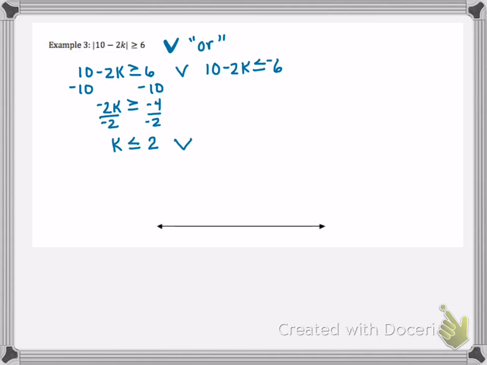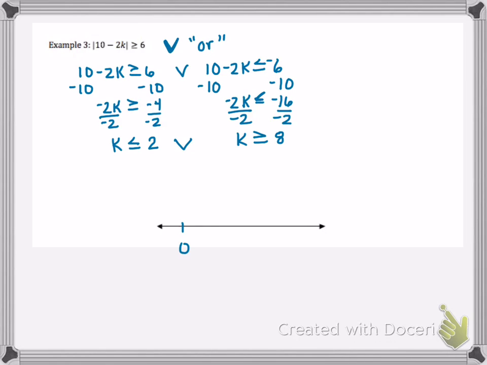and I have my other possibility to work on. I'm going to subtract 10 from both sides, bring down that negative with the 2. I get negative 16 on the right there, dividing both sides by negative 2. And because I divided by a negative again, I'm flipping the relation symbol, and I get k is greater than or equal to 8. So I want all the values for k that are less than or equal to 2 or greater than or equal to 8. So I'm going to graph those.